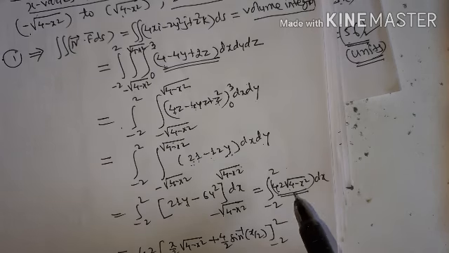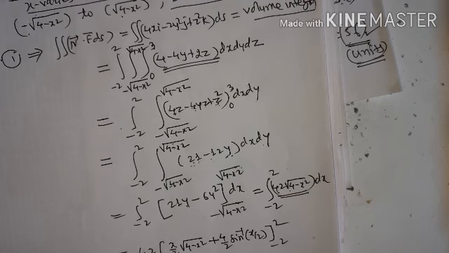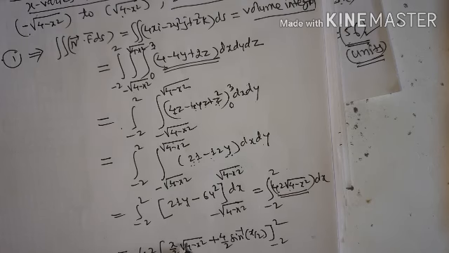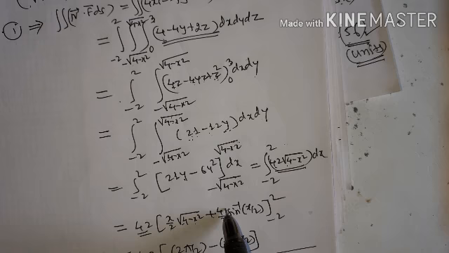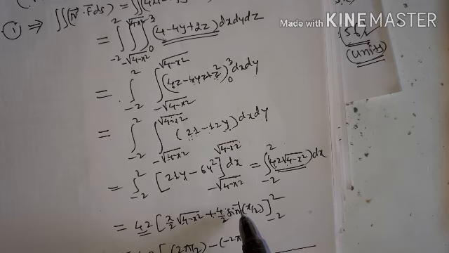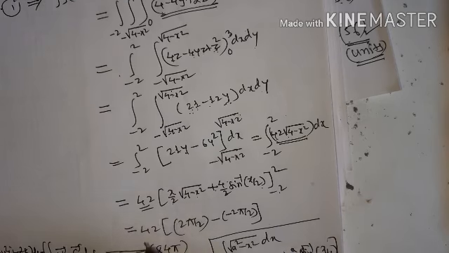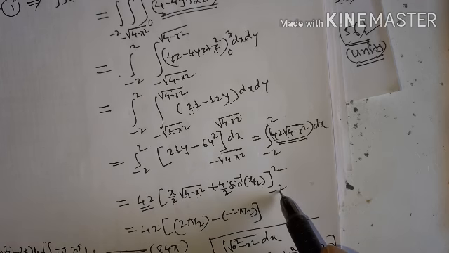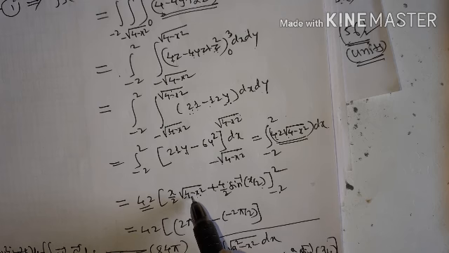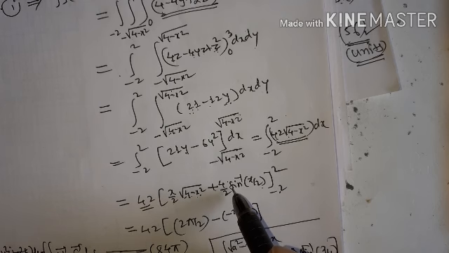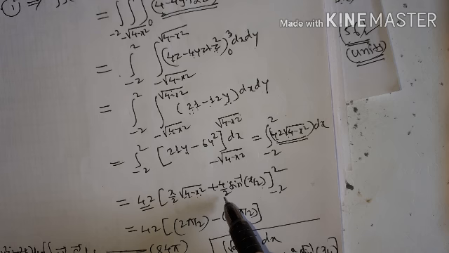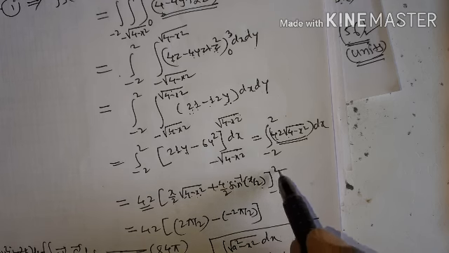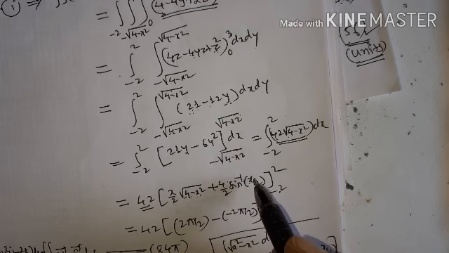This term is similar to that, root 4 minus x square. So it will be x by 2 as it is, root of 4 minus x square, plus 4 by 2, means a square by 2, sine inverse of x by 2, with limits minus 2 to plus 2. If I put the upper limit, what will happen? For the upper limit, this term gets cancelled, as well as for the lower limit, this first term gets cancelled because it is 0. Only you have to simplify this term for the upper limit. Means 4 by 2 is 2, sine inverse 1 you will get, sine inverse 1 is pi by 2.